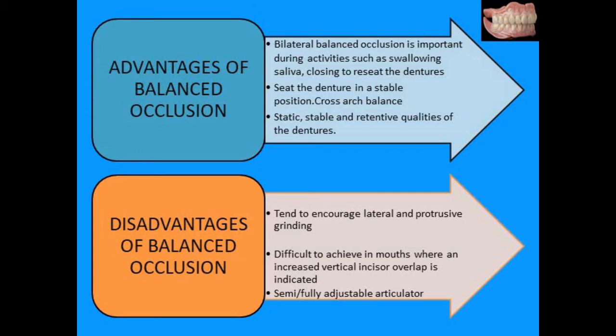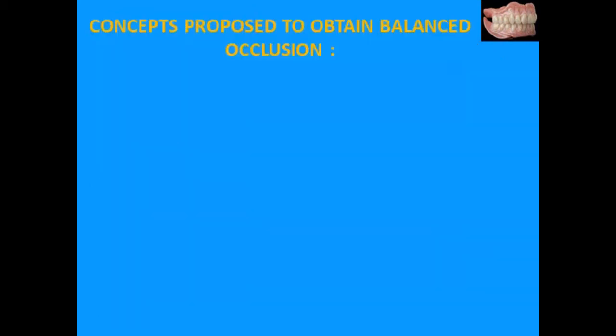The disadvantages: it tends to encourage lateral and protrusive grinding, and it is difficult to achieve a balanced occlusion in a mouth where an increased vertical incisor overlap is indicated. Also, a semi or a fully adjustable articulator is required to achieve balanced occlusion. So these are the advantages and disadvantages of balanced occlusion. Coming to another important section of balanced occlusion, that is the concepts proposed to obtain balanced occlusion.